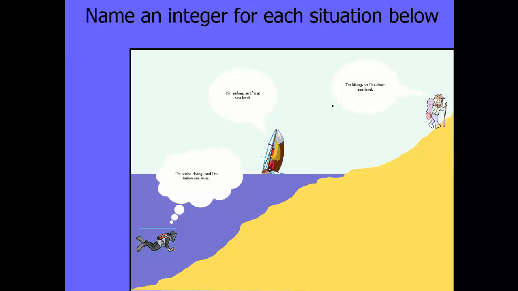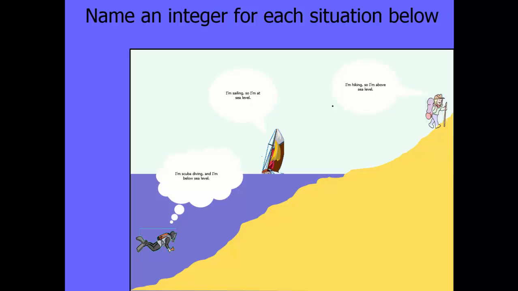I want you to take a look at this example, and I just want you to write an integer that could describe each of the following. There's the scuba diver. He says, I'm scuba diving. I'm below sea level. So I just want you to pick an integer that could represent where that diver is in reference to sea level. That boat says, I'm sailing, so I'm at sea level. I want an integer that could represent that situation. And then that hiker says, I'm hiking, I'm up above sea level. Again, just give me an integer that could possibly represent where that hiker is in reference to sea level. Take a minute, pause the video, try it out, come on back.